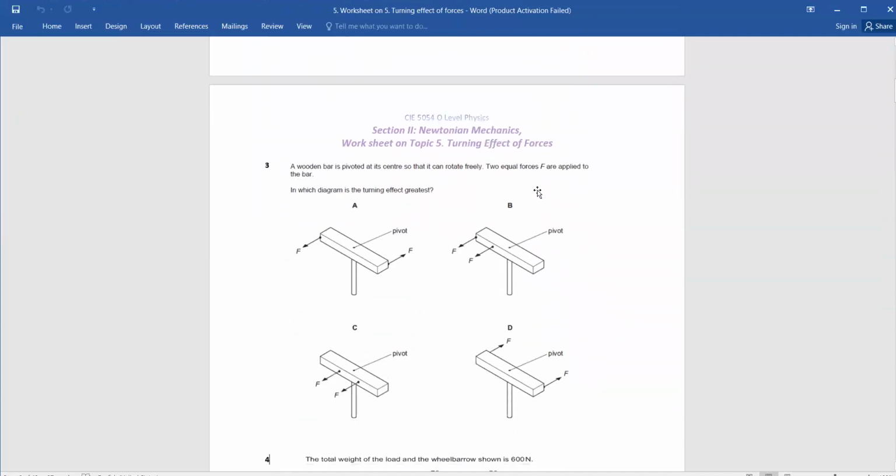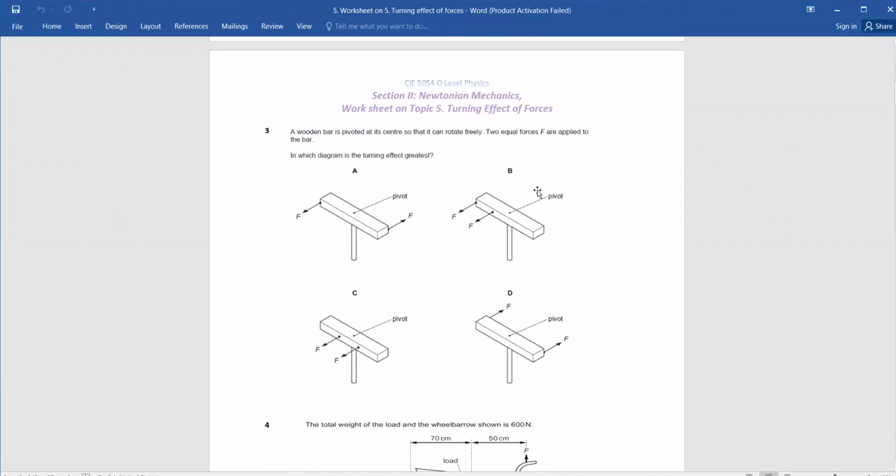Then which one? Number three. Okay. So here, in which diagram is the turning effect greatest? As they are saying turning effect, we can consider they are talking about the moment, right? So how do we calculate the moment? Force multiplied by the perpendicular distance from the pivot, right? So the pivot's position is there. Which one did you choose? I gave B.